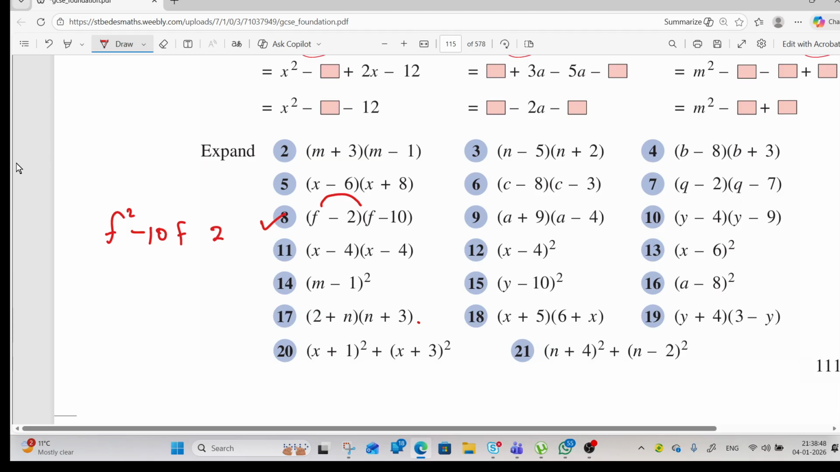2 times f is 2f. Positive or negative? Negative, yes, negative, because one is negative, other is positive. Then, negative 2 times negative 10, so you are multiplying negative 10 with negative 2, right? So 2 times 10 is 20. Positive or negative? Positive. Very good.